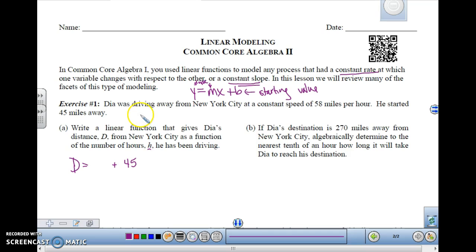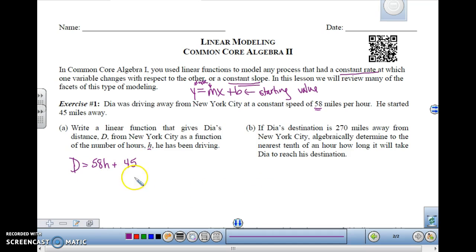Now, it says driving away from New York City, and you're looking for the distance to New York City. So the speed is 58 miles per hour. So that's going to be your rate of change. So for every hour that you travel, you're going to be going 58 miles. So you plug in h, whatever your h value is, and multiply it by 58. So this would be 58h plus 45.